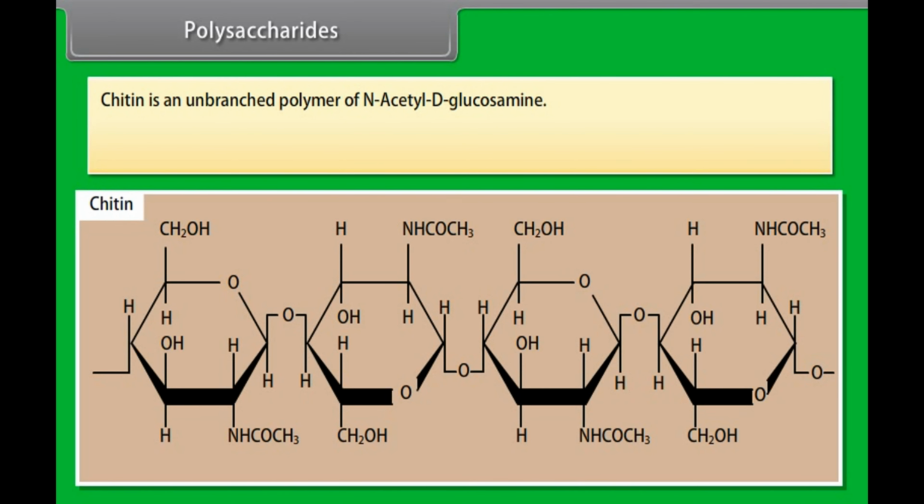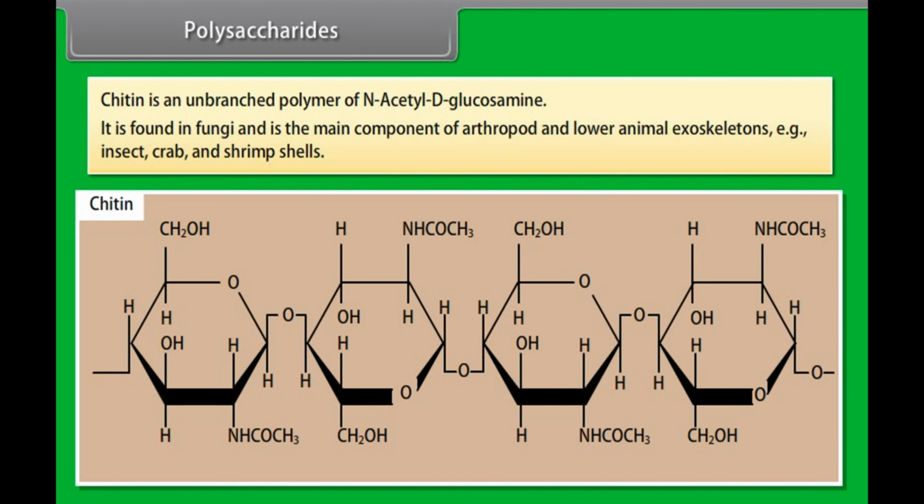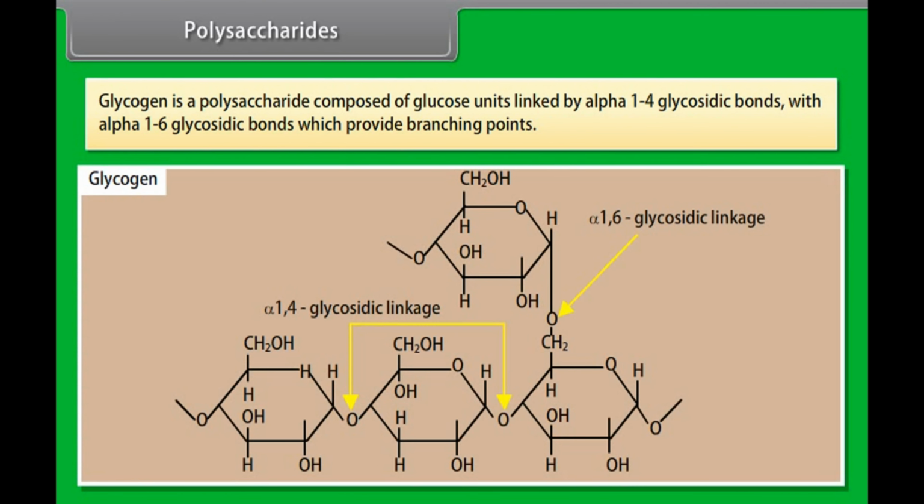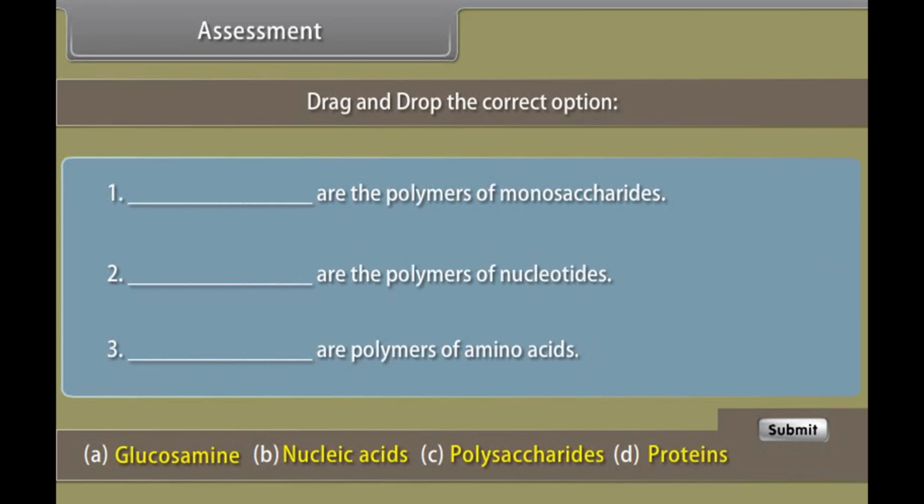Chitin is an unbranched polymer of N-acetyl D-glucosamine. It is found in fungi and is the main component of arthropod and lower animal exoskeletons, for example, insect, crab, and shrimp shells. Glycogen is a polysaccharide composed of glucose units linked by alpha-1,4 glycosidic bonds with alpha-1,6 glycosidic bonds, which provide branching points.